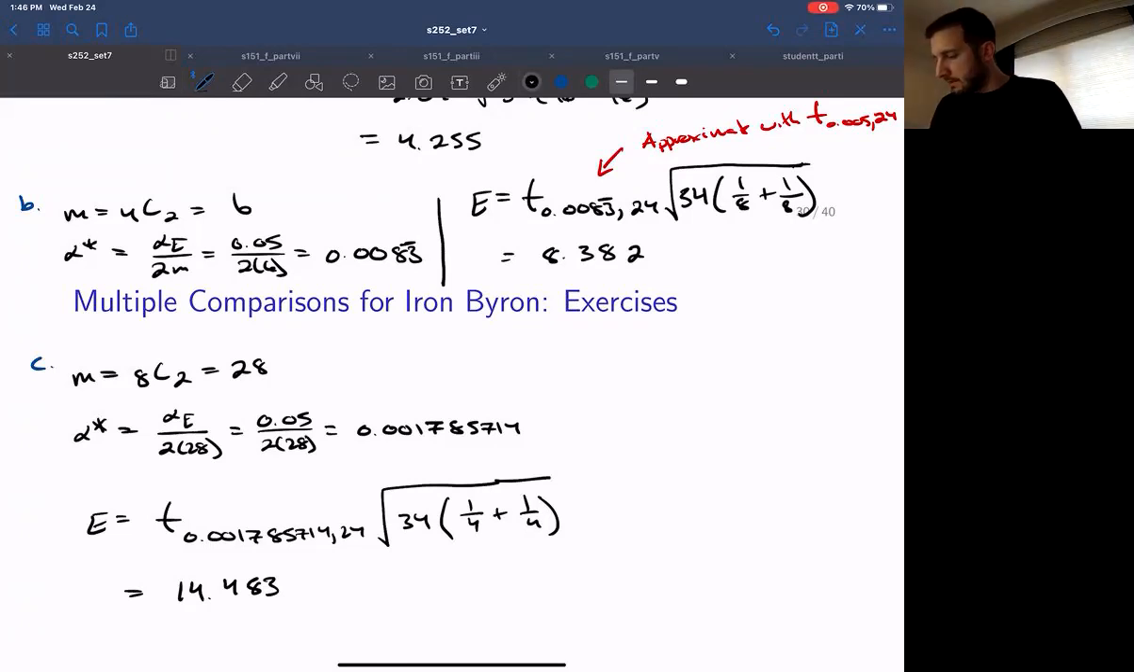Okay. So then the comparison-wise error rate is like the probability of a type 1 error happening in the specific comparison. Exactly. Okay. Exactly.